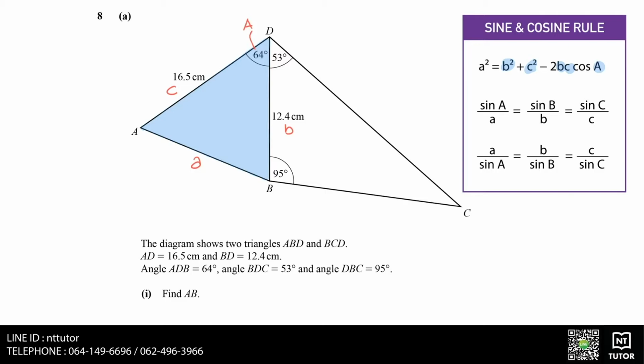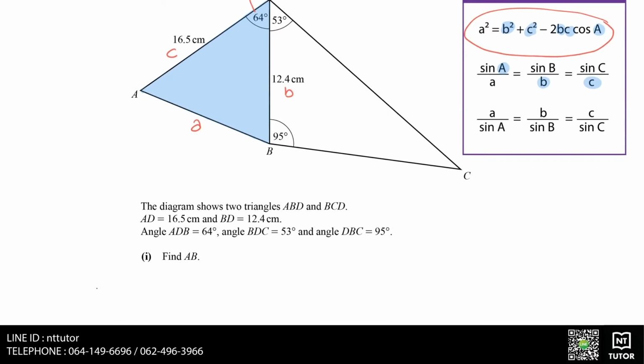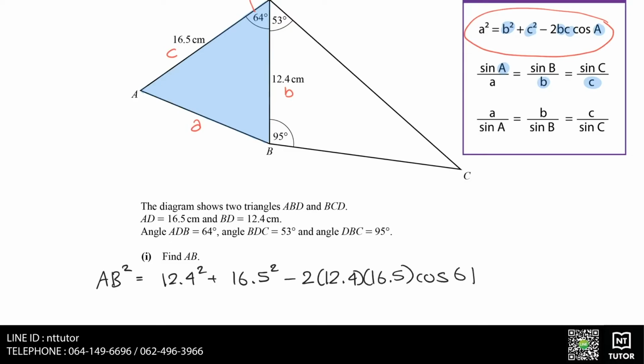If we were going to use the sine rule, we have angle A, b, and c, which is not enough to use the sine rule to find side length a. We would either need angle B or angle C as well. So the only way that we can find side length AB is by using the cosine rule, where a is AB, b is equal to 12.4, c is equal to 16.5, and angle A is equal to 64 degrees.